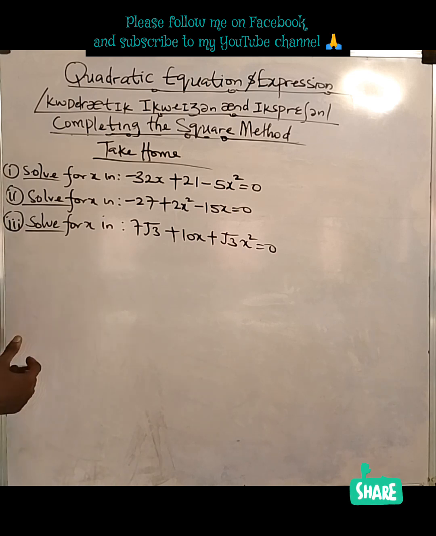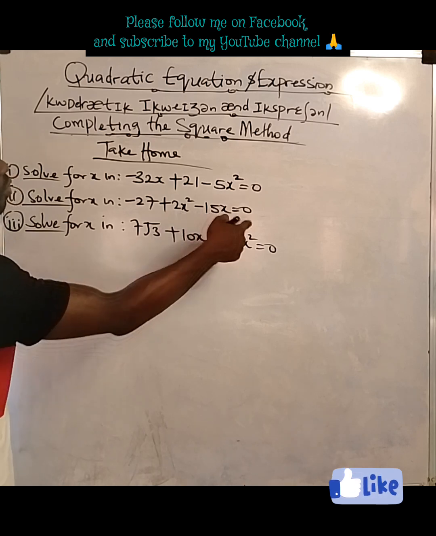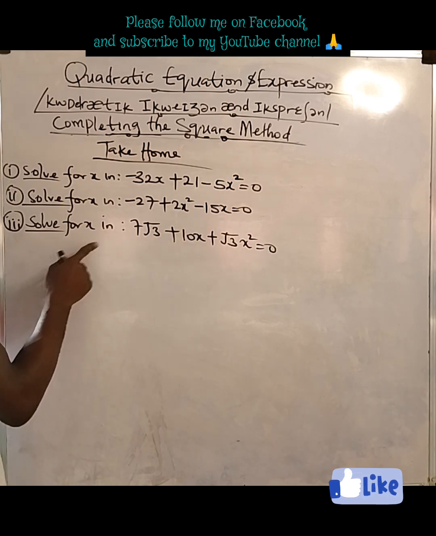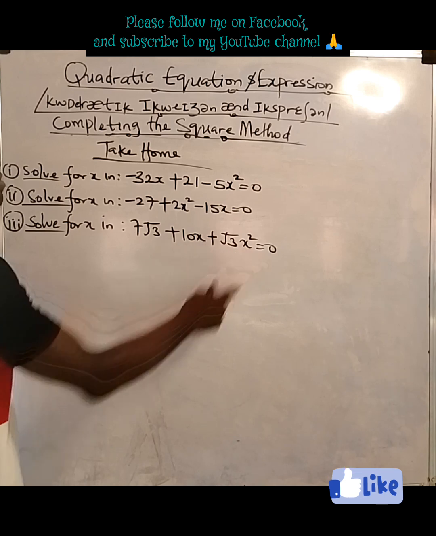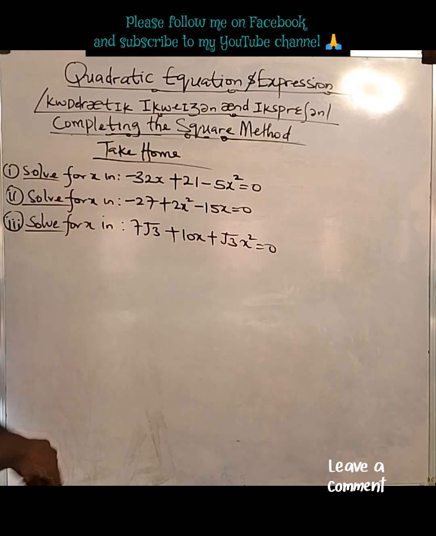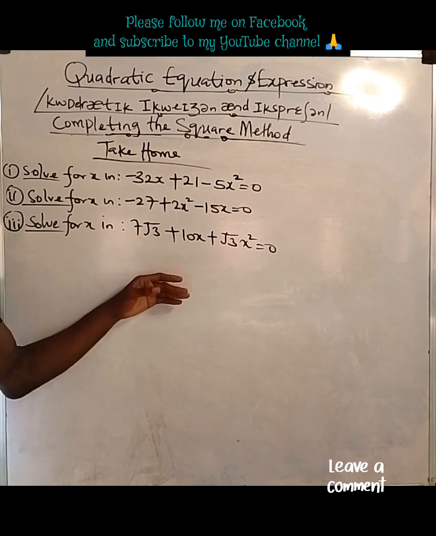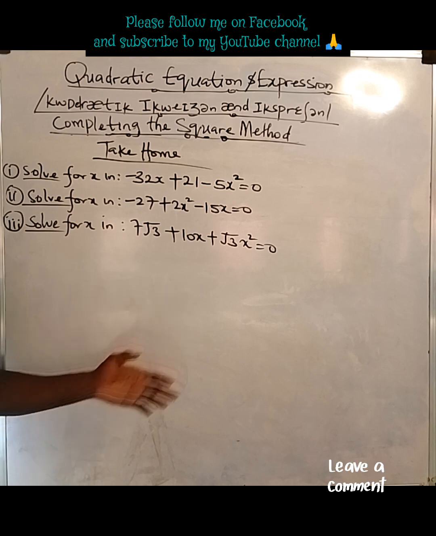We have a set of 3 questions. Number 1, solve for x in minus 32x plus 21 minus 5x squared equals 0. Number 2, solve for x in minus 27 plus 2x squared minus 15x equals 0. The very last one, solve for x in 7 root 3 plus 10x plus root 3 x squared equals 0. Don't forget, you have to use the completing the square method all through. This last question is an Olympiad mathematics question, but very simple. Just follow instructions and you'll be fine.